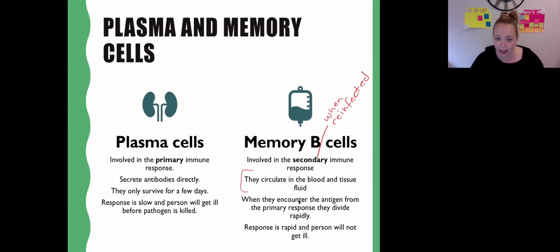So they circulate in your body and your tissue fluid, and when the antigen comes back again, they divide really rapidly. So they go bang, bang, bang, divide really rapidly, and because it's so fast, you're unlikely to feel symptoms. So that's why the benefit of a memory B cell comes into play, and this is exactly how a vaccine works. But we've got a whole other lesson on vaccines to talk about that. But that is the end of the adaptive immune response, the humoral response.